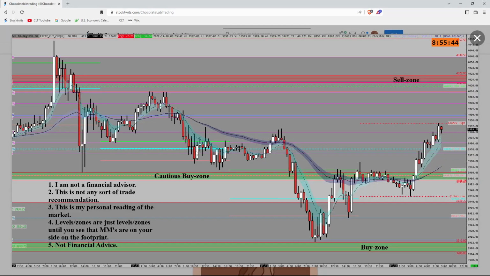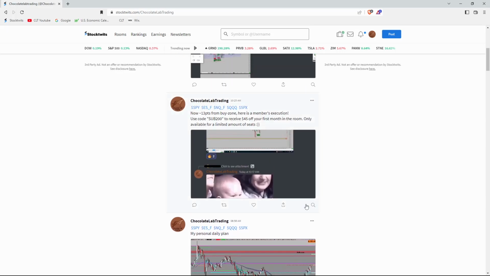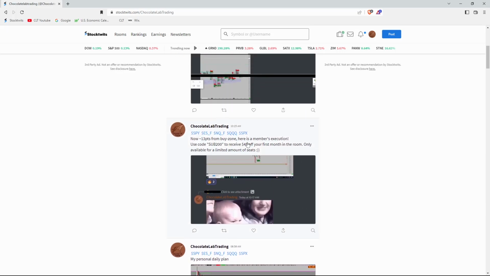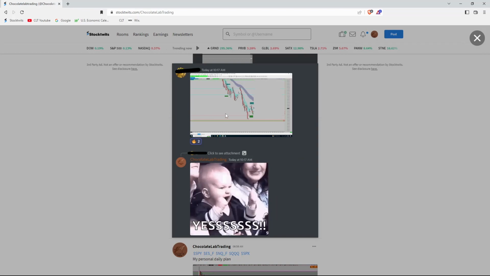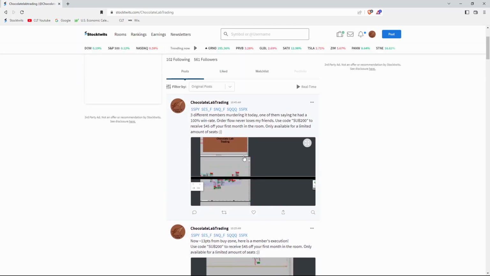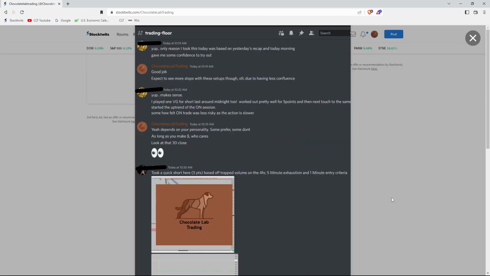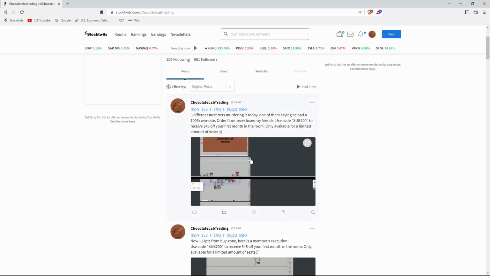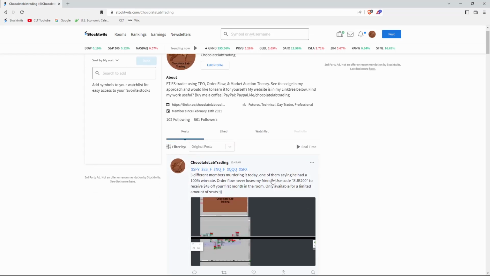So this was the daily plan, right? As of right now, it is 11:52 market time. This cautious buy zone is the low of day as of right now, and this is where we had 4 members take advantage. So I posted here now 13 points from buy zone. Here is 1 member's execution. We had someone take a trade here, and then it was 3. We had someone else take a trade here, and then a 4th person. So a lot of people were able to get their trades off.